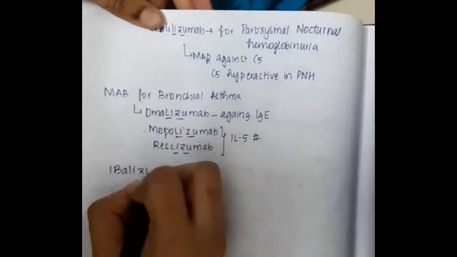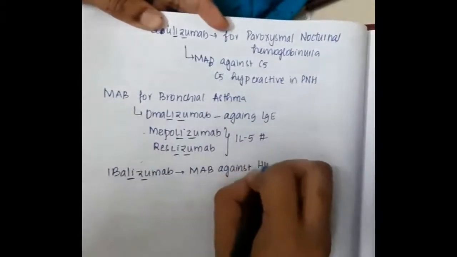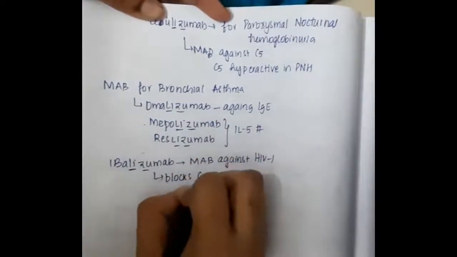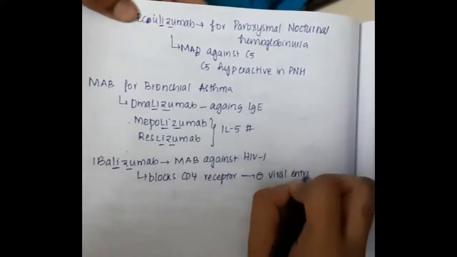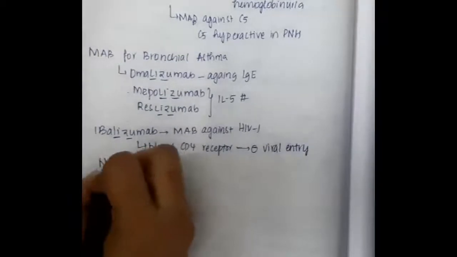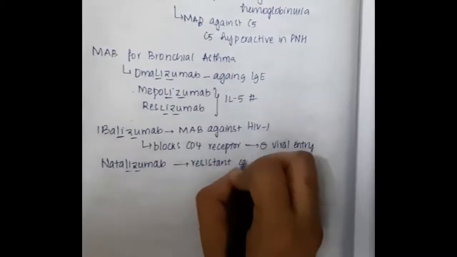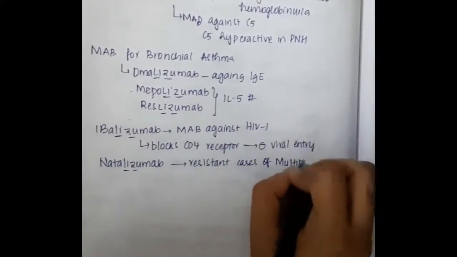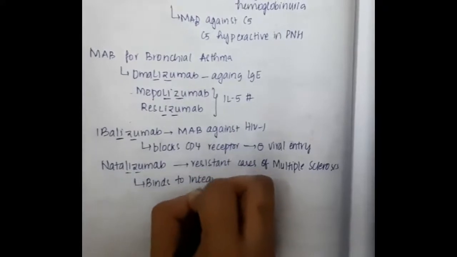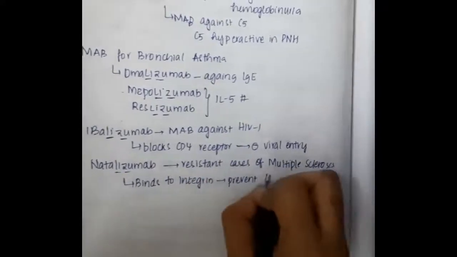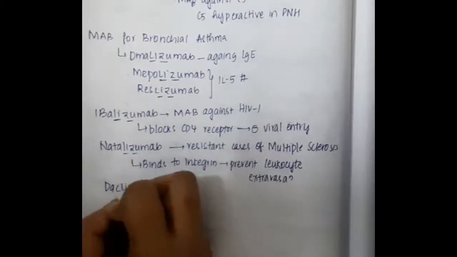Then we have ibalizumab, a monoclonal antibody against HIV-1. This ibalizumab will block CD4 receptors and thus inhibits viral entry. Then we have the drug natalizumab. Natalizumab is used in resistant cases of multiple sclerosis. It binds to integrin and thus prevents leukocyte extravasation.